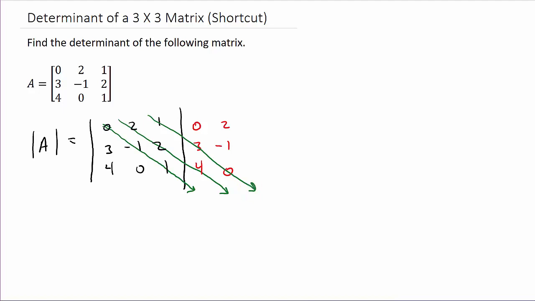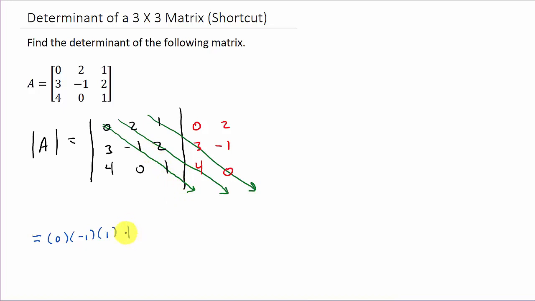This is going to equal, and what we do is multiply the diagonals. Whatever I get when I multiply this, I do that number plus whatever I get when I multiply this, plus whatever I get when I multiply this. So all the diagonals going down, you multiply and add those results together. I'm going to write everything out for you. So this is going to be 0 times -1 times 1. I multiplied those three together.